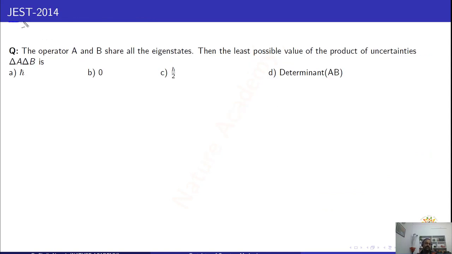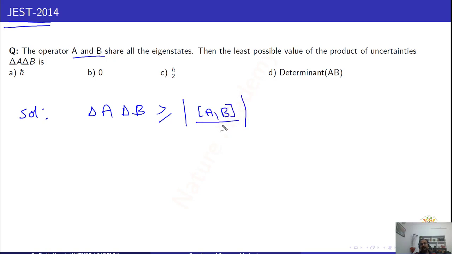There is a problem that appeared in June 2014. Two operators A and B share all the eigenstates. Then the least possible value of the product of uncertainties delta A into delta B is, the minimum uncertainty he is asking. Please remember the formula: when you have two operators A and B, the product of their uncertainties is greater than or equal to the modulus of the commutator A comma B divided by 2.